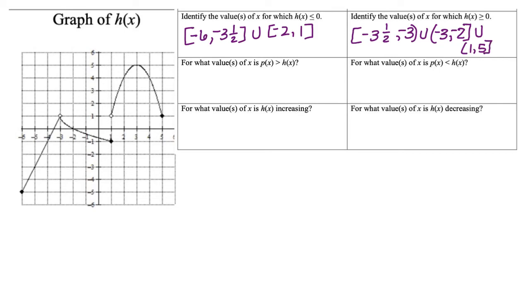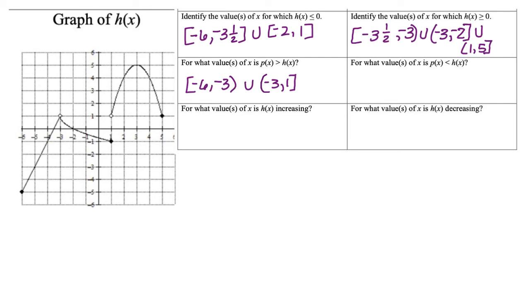Okay, so where are the values such that p of x is greater than h of x? That's going to be from -6 to -3, and then union -3 to 1. And that's supposed to be parentheses. Now it really doesn't look like it. Let's fix that. All right.